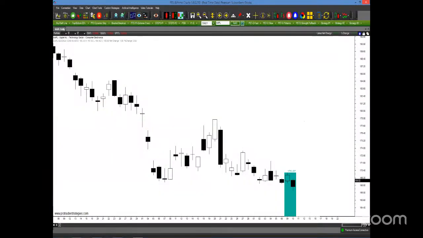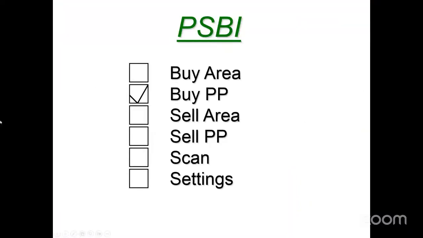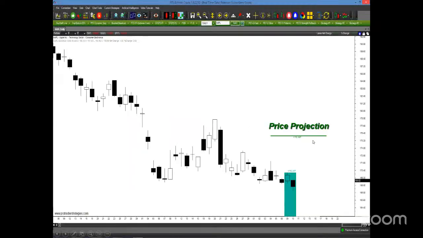For example, here's an older chart of Apple. These are older charts for examples, just for educational teaching. There was a buy setup right here, right? But we didn't break out yet. So we figure, well, I'm not sure if I want to get in this trade because I don't know where exactly to exit. I don't really have a good idea, so I'll use the price projection. So all we have to do is click on the PSBI the way I showed you earlier. But now in the drop-down menu, instead of clicking the buy area, we're going to click on the buy PP for the price projection. And you'll see a price projection automatically appear.